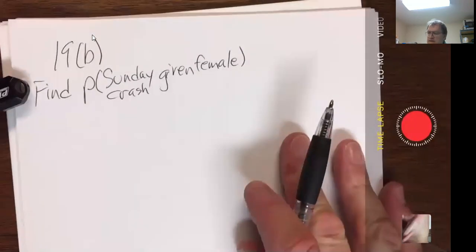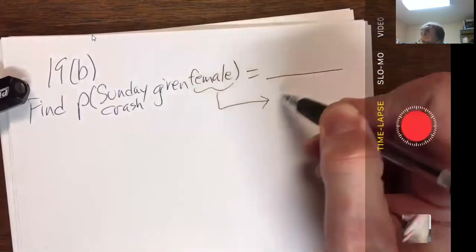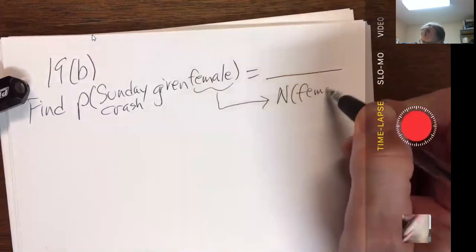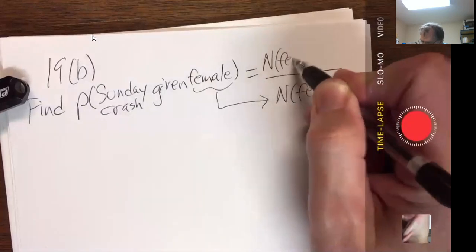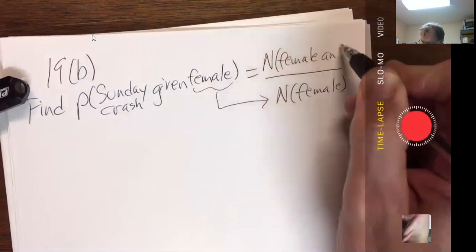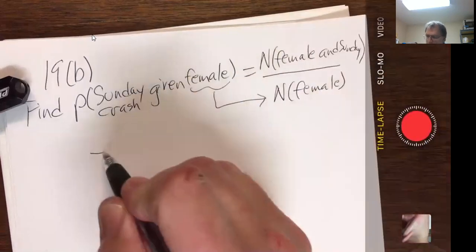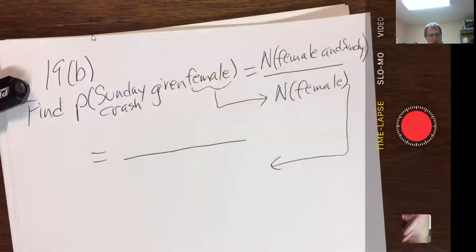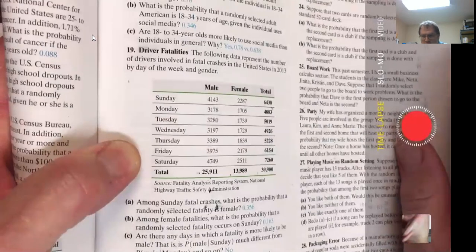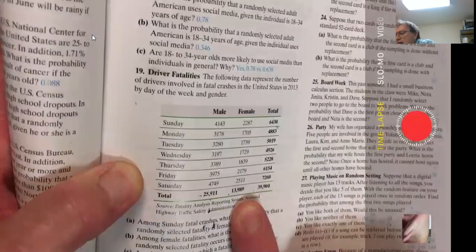And we diagram it out exactly like we've done the previous two. I'll do number female. Then on top, both female and Sunday. So then number female on bottom. Look at the table. Female is totaled all the way down, 13,989.